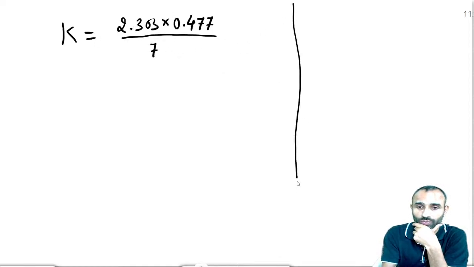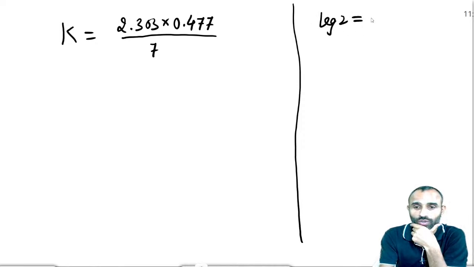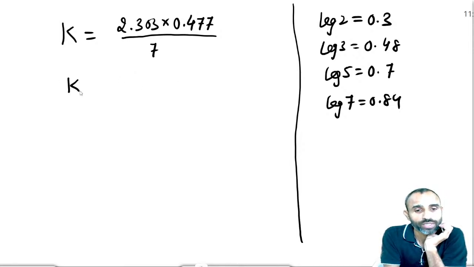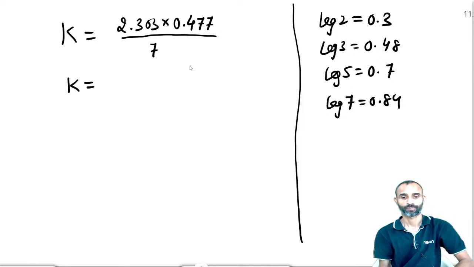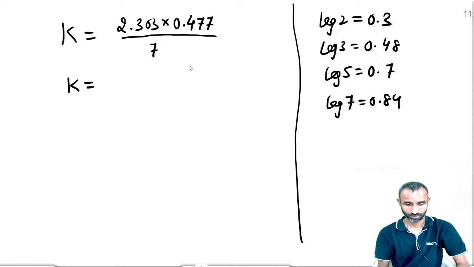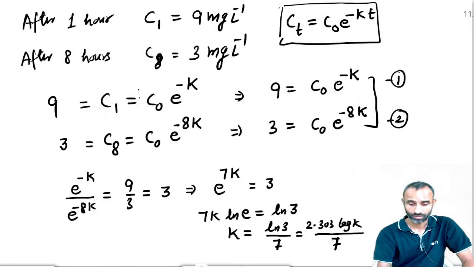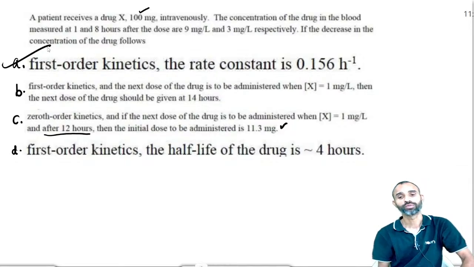Tell me what it is, taking log 2 as 0.3, log 3 as 0.48, log 5 as 0.7. k comes out to be 0.157 per hour. So it is very close, roughly the same.